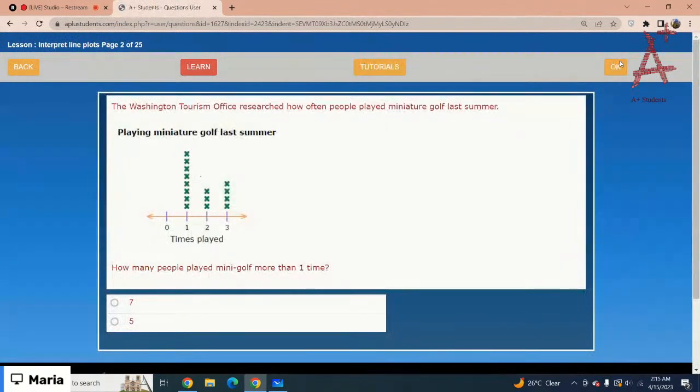The Washington Tourism Office researched how often people played miniature golf last summer. How many people played mini golf more than one time? So more than one, you have two values. They are 2 and 3. Got it? So just add up the values for 2 and 3. They have 3 and 4. 3 plus 4 makes 7. That means 7 people played mini golf more than one time. Got it? So the correct option is 7.